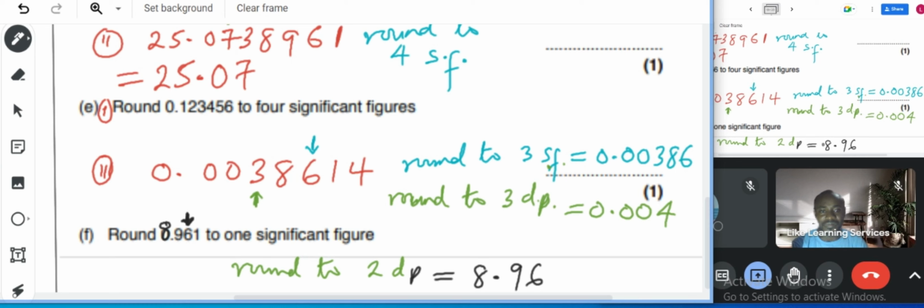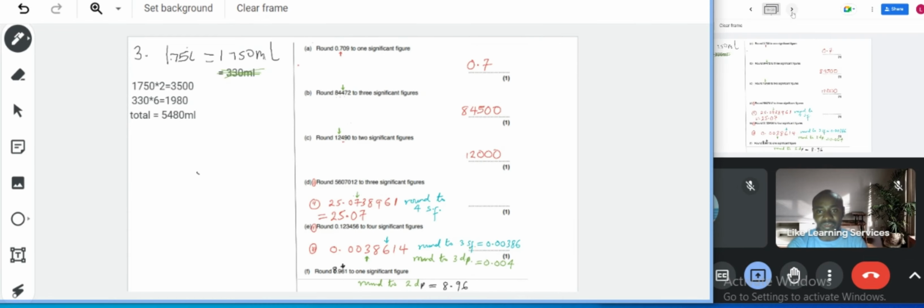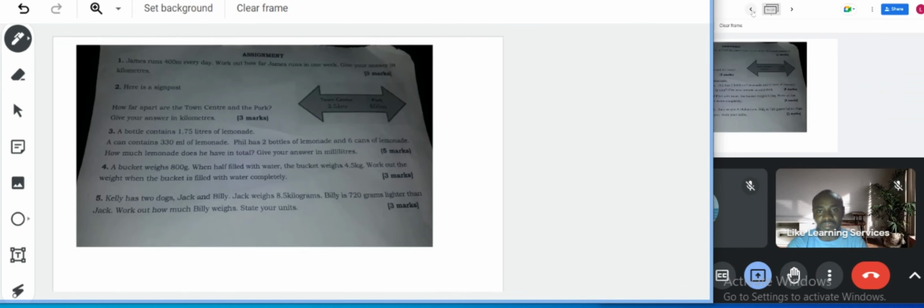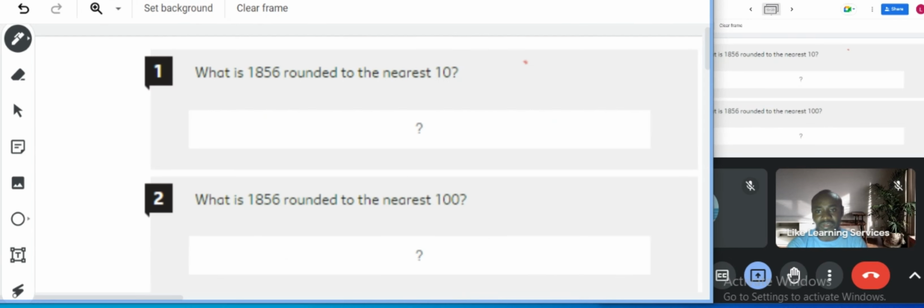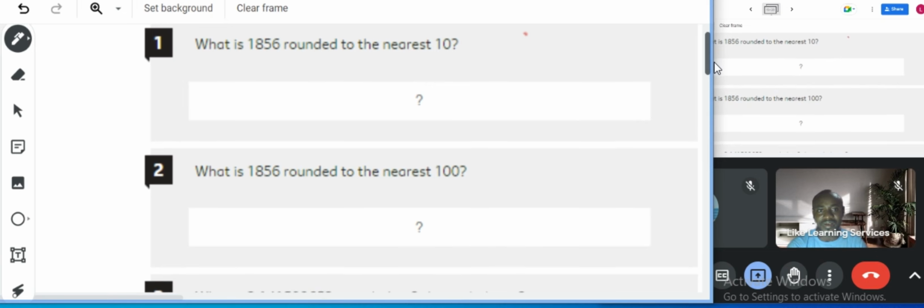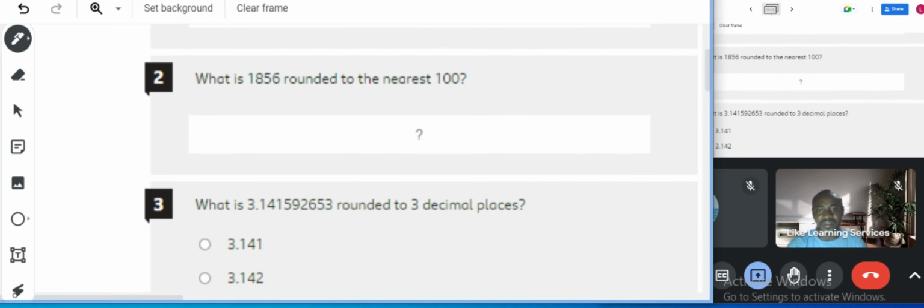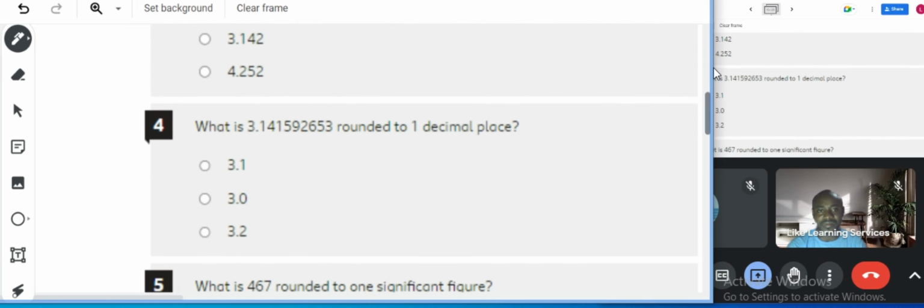So that's that about that, and there could be some practice questions. I think there should be some practice questions. Let me share this. It says, what is rounded to the nearest 10? Can you see it? Yeah. Let me also share another one.